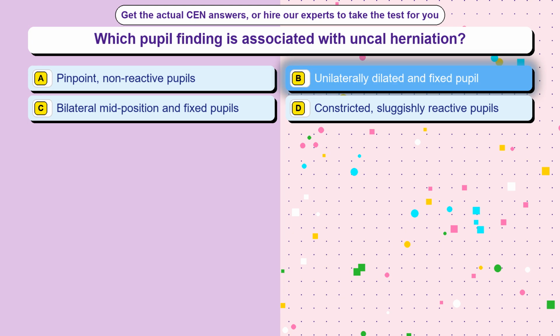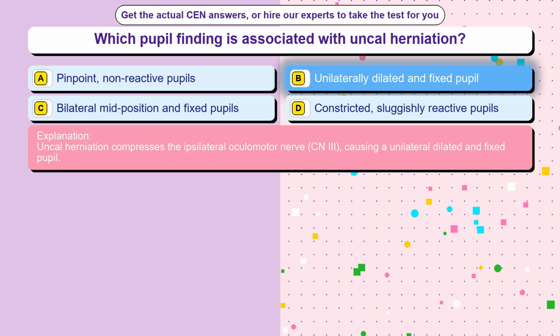The correct answer is option B, unilaterally dilated and fixed pupil. Uncal herniation compresses the ipsilateral oculomotor nerve, CN3, causing a unilateral dilated and fixed pupil.